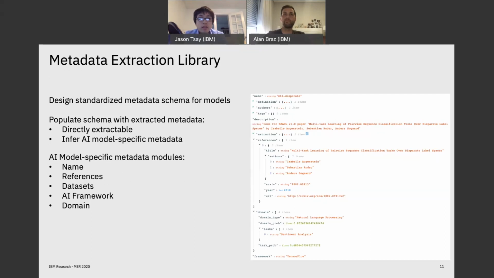We first generated a standardized metadata schema. We use JSON schema because we make extensive use of JSON for our metadata format. And then we populate the schema with extracted metadata from GitHub specifically. We have things that are directly extractable from GitHub, like the license and other things like that. But we also infer AI model specific metadata. At the time of this paper, our current version has 5 AI model specific metadata modules: the name, references, or paper references specifically, data sets that were used, AI framework, and the domain of the model.